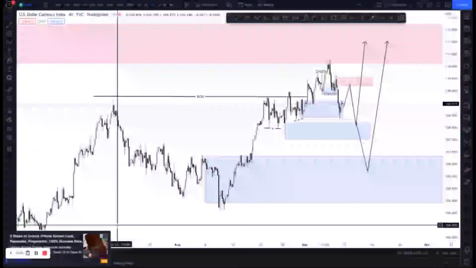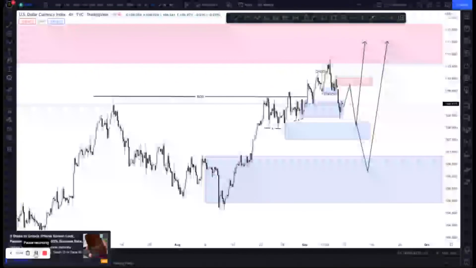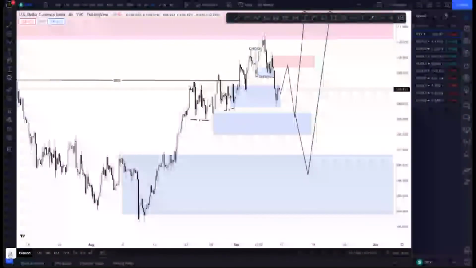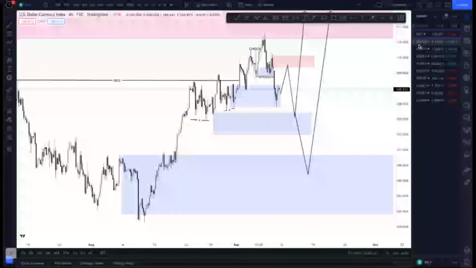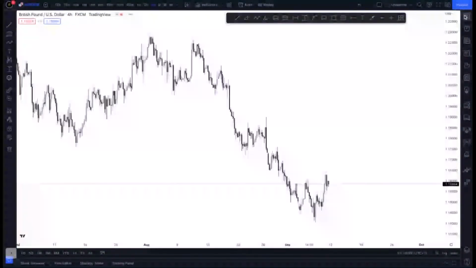We're going to move on to the next pair, which is the GBPUSD. Note that in this session we are still analyzing just the top 10 forex pairs, alright? The top 10 forex pairs.